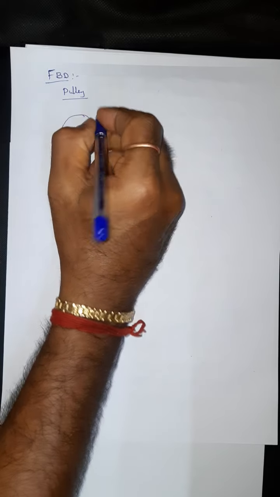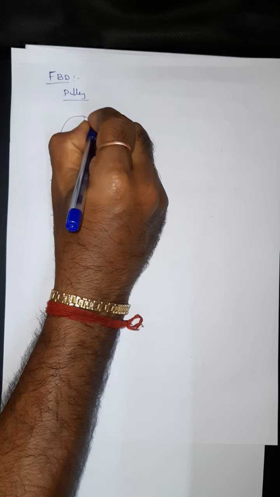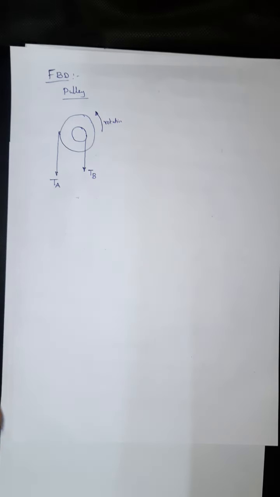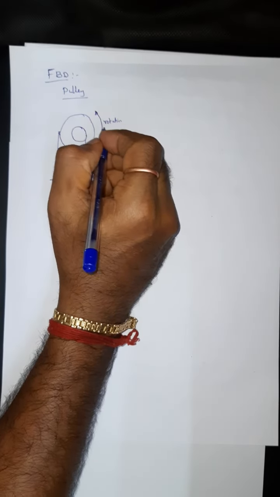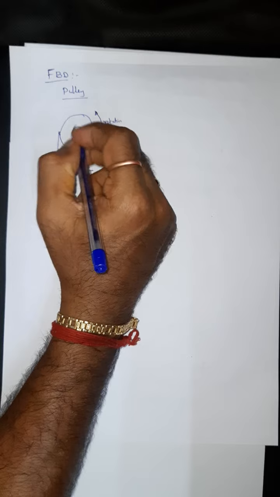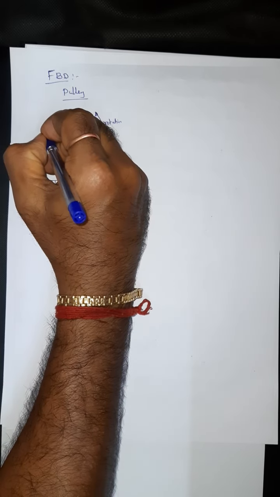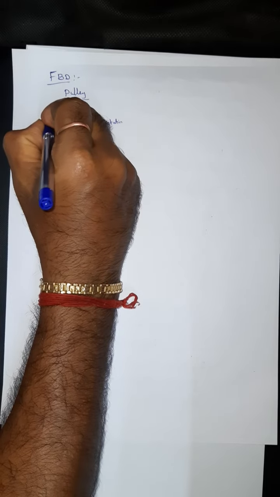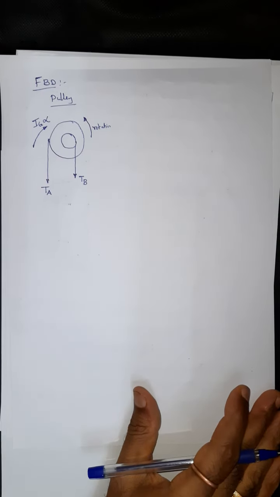Since the rotation is anti-clockwise, this is the rotation of the pulley. When it happens, the inertia torque will be opposite to the rotation, which is nothing but Ig alpha, the inertia torque.